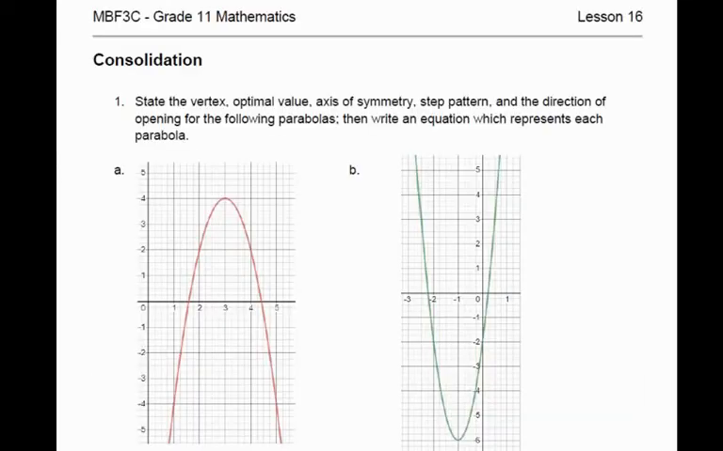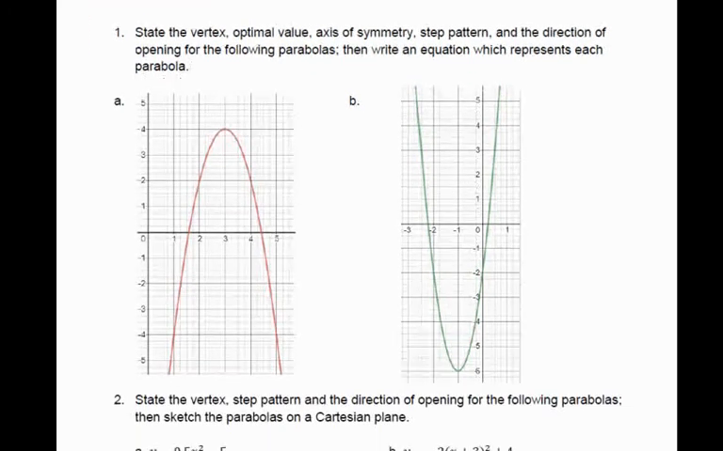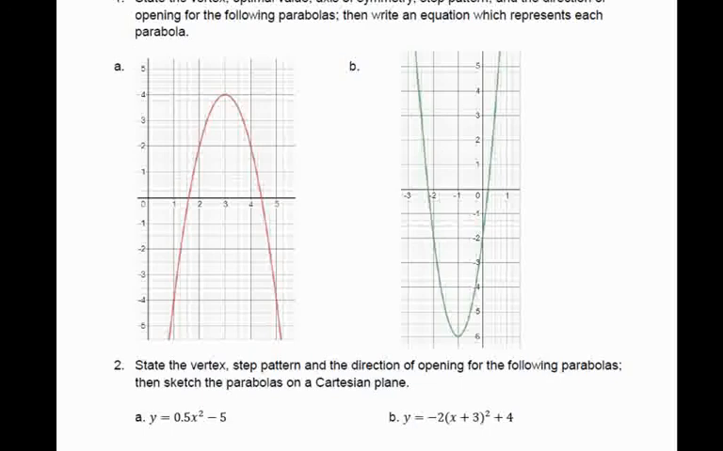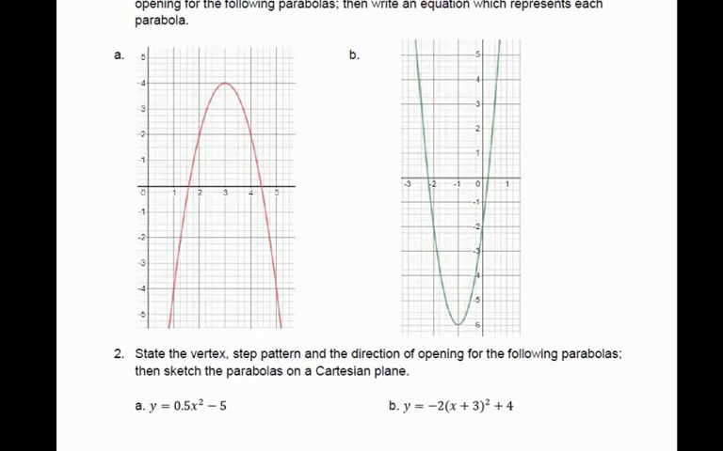Let me show you what the assignment looks like for this. So for your assignment, you have one question where you're just stating the vertex, optimal value, and a number of other properties of a parabola from the graph of the parabola, and then you need to write the equation that represents the parabola. So if you know the vertex and the step pattern of a parabola, you can write down the equation of that parabola in vertex form.